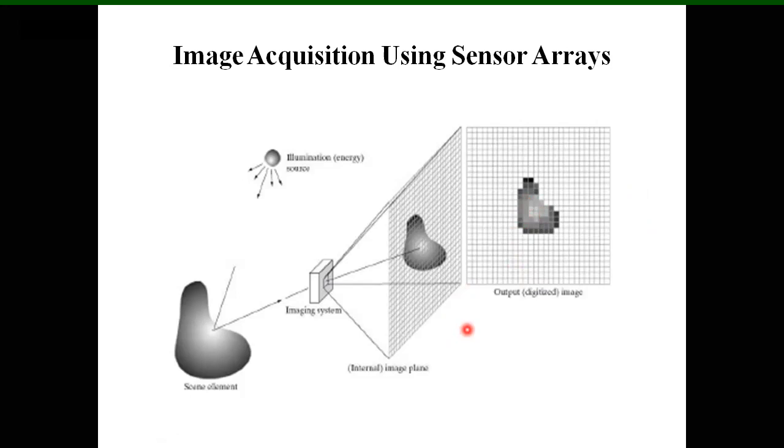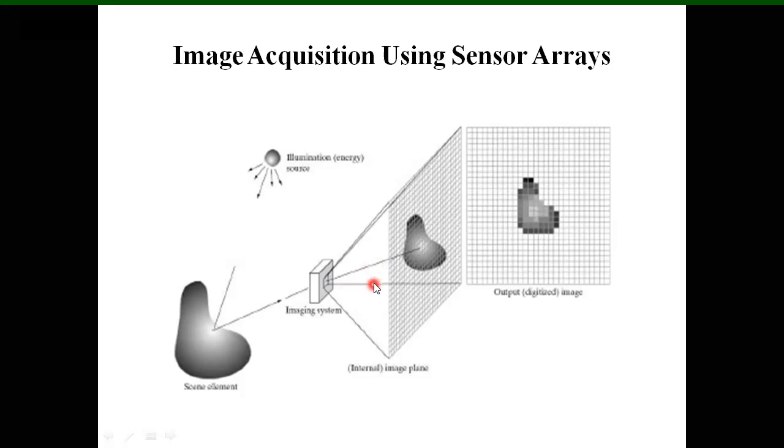A typical sensor for these cameras is a charge coupled device array. The response of each sensor is proportional to the integral of the light energy projected onto the surface of the sensor. This property is used in astronomical and other applications requiring low noise images. In that case we use image acquisition with sensor arrays.